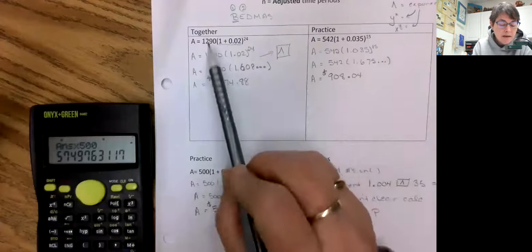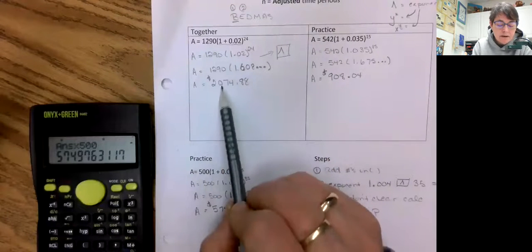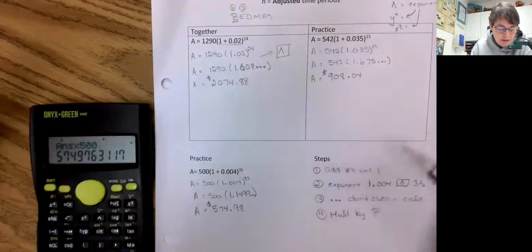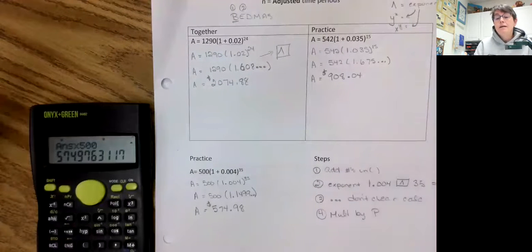So I had $1,290. I now got $2,000, $542, $908, $500, $574. And in fact, if you wanted to calculate the interest, for example, on this one, you made $74.98.